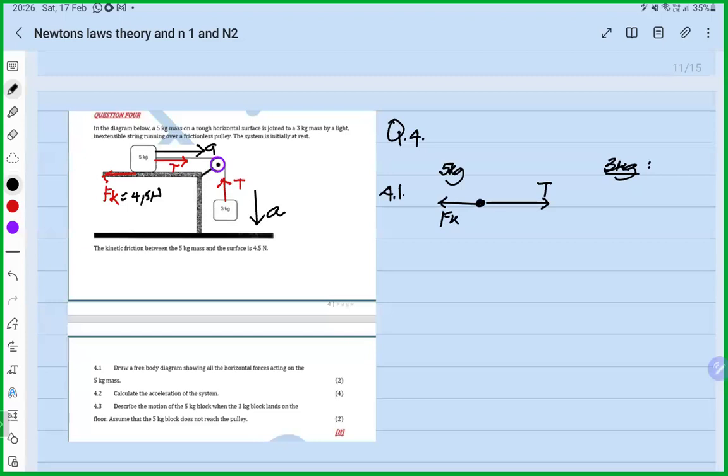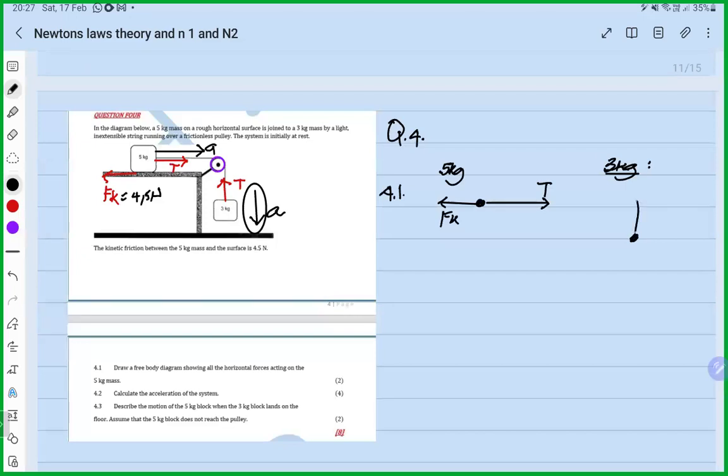For the 3 kilogram, you have two forces acting on it. And please note here, there's only vertical forces on this mass. There's nothing horizontal here. Why? Because this also has a vertical acceleration. It doesn't have a horizontal acceleration. Because it's accelerating vertically, the net force here is going to be vertical. Hence, the vertical forces are important.